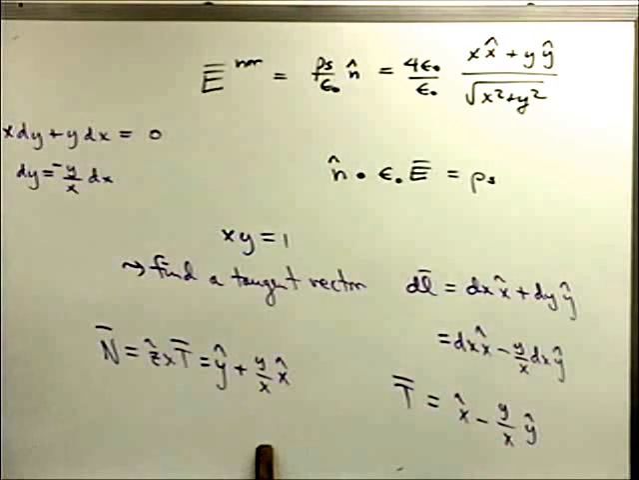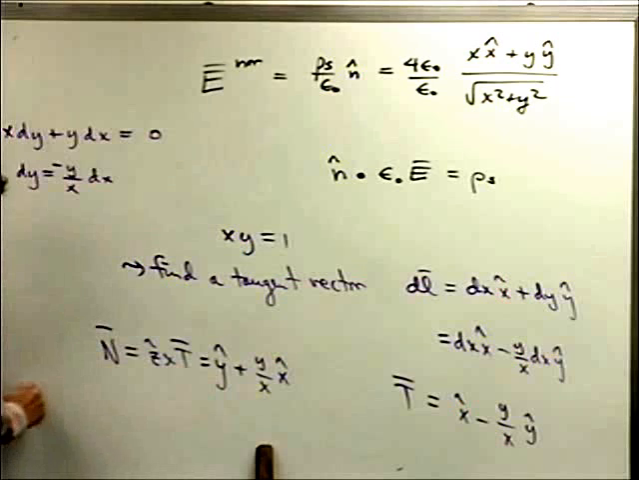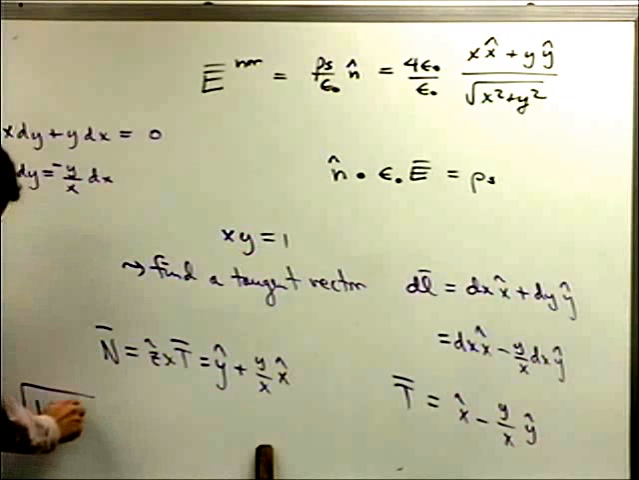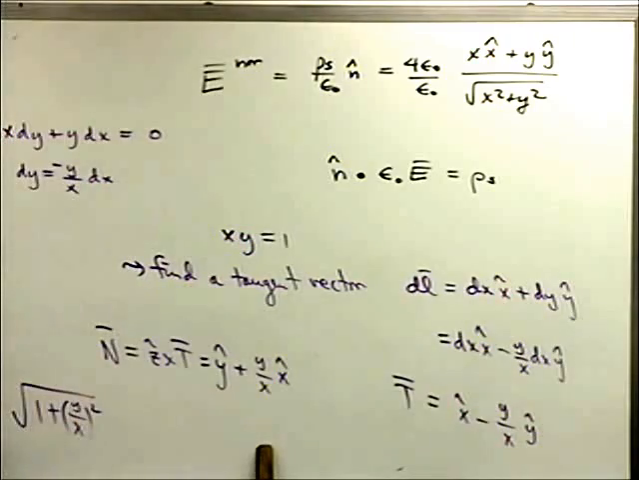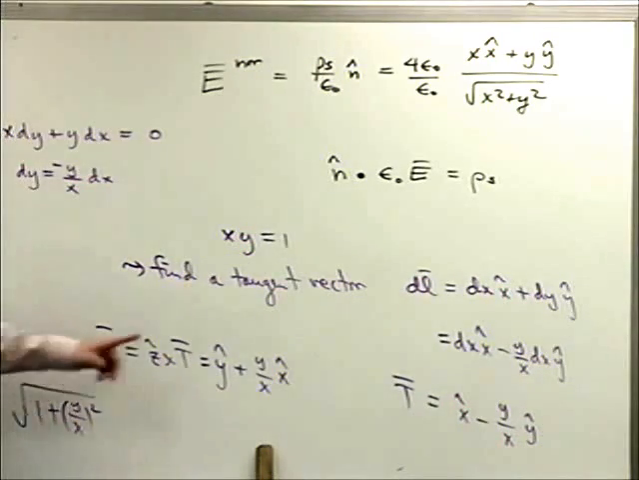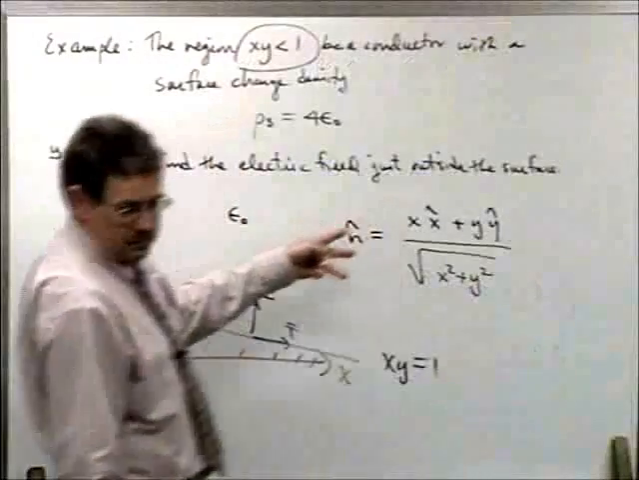Okay, and now I want to make that a unit vector. When I make it a unit vector, I calculate the length of this. The length of this is the square root of 1 plus y over x squared. So I divide by that, and then if I multiply through by x, I get this.